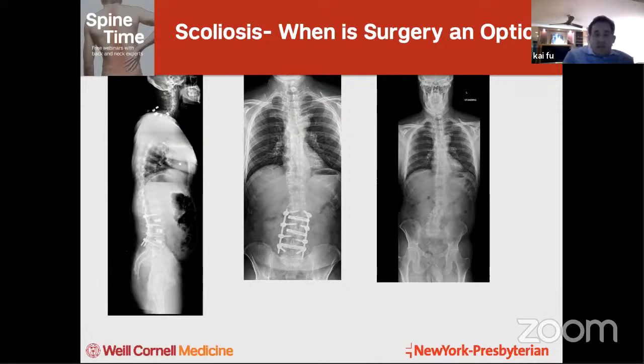So I think the takeaway from this is every patient is unique. Every patient has different needs, and there are different ways to treat every person's scoliosis. From non-operative to when it is operative, there are less invasive options available for some patients. So that's just a brief overview, and I'd be happy to take any questions that may come up.